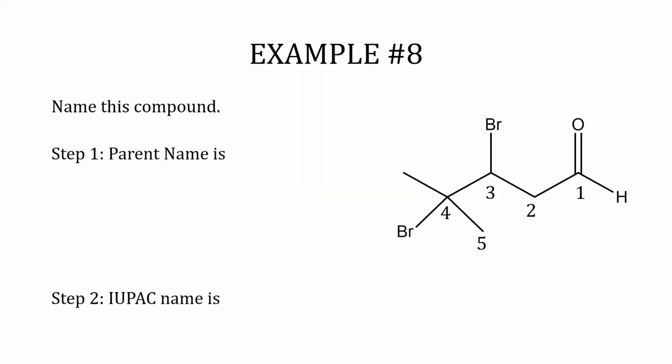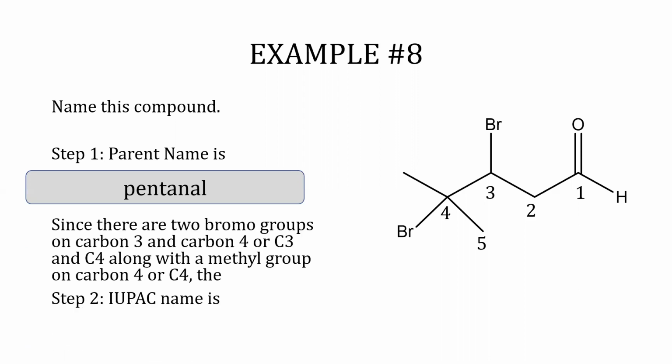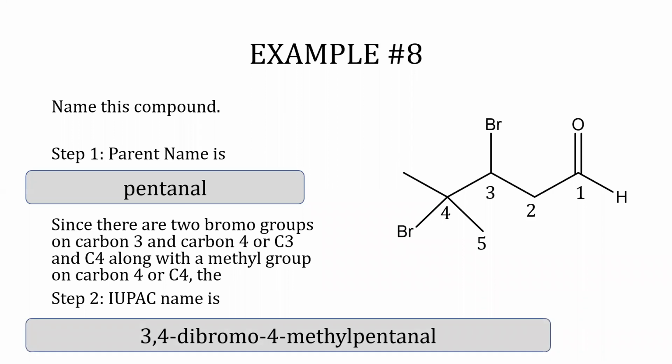Example 8 has a parent name of pentanal. There are 2 bromine groups on carbons 3 and 4, or C3 and C4, along with a methyl group on carbon 4, or C4. The IUPAC name is 3,4-dibromo-4-methyl-pentanal.